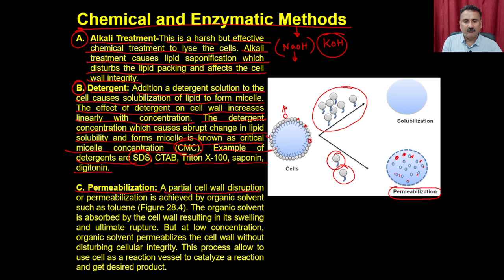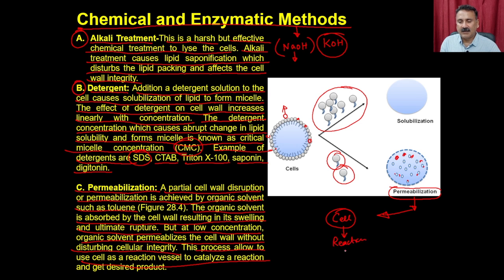A partial cell wall disruption or permeabilization is achieved by an organic solvent such as toluene. The organic solvent is absorbed by the cell wall, resulting in its swelling and ultimate rupture. But at low concentration, the organic solvent permeabilizes the cell wall without disturbing the cellular integrity. This process allows us to use the cell as a reaction vessel to catalyze the reaction and get the desired product. So permeabilization has a very good advantage because it makes the cell a vessel, so you can convert the cell into a reaction vessel.